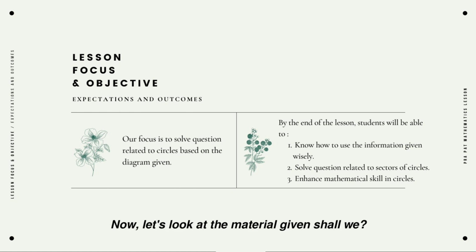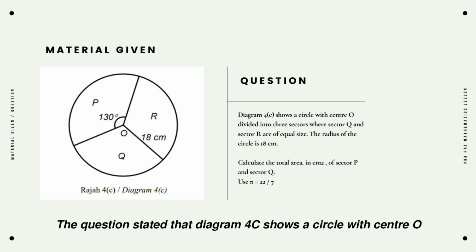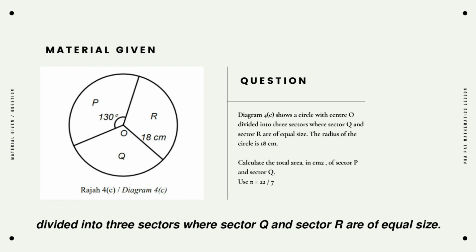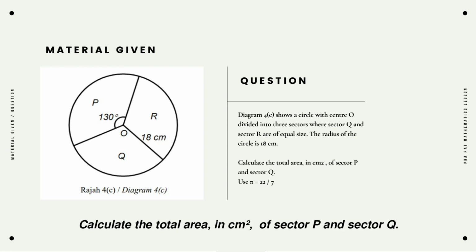Now, let's look at the material given, shall we? The question stated that diagram 4C shows a circle with center O divided into three sectors where sector Q and sector R are of equal size. The radius of the circle is 18 centimeters. Calculate the total area in centimeters squared of sector P and sector Q.